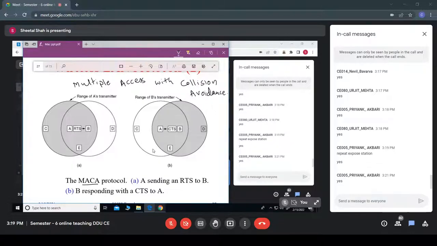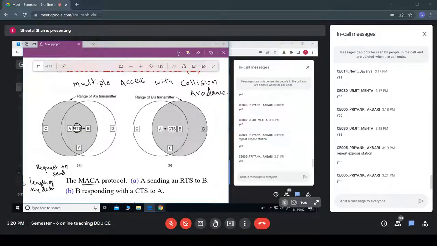So here, if station A wants to send a frame to B, it will first send a short frame which is known as an RTS. RTS means request to send. This short frame may contain the length of the data frame and the address of the destination. Are you getting me? A short frame, known as RTS, is sent to station B.